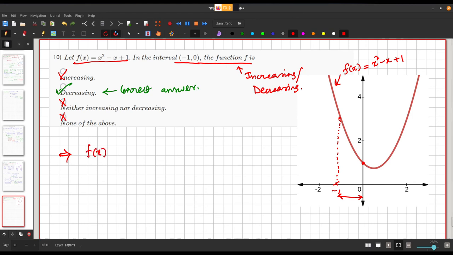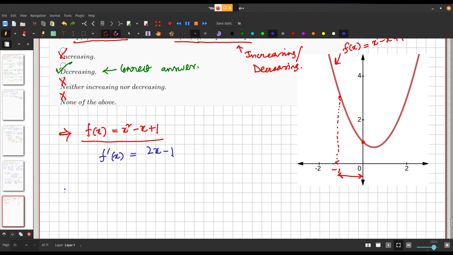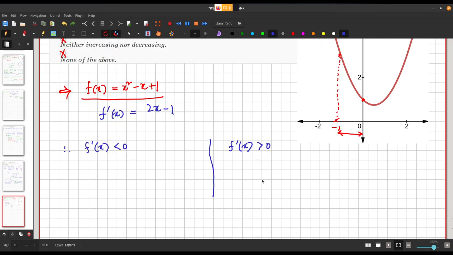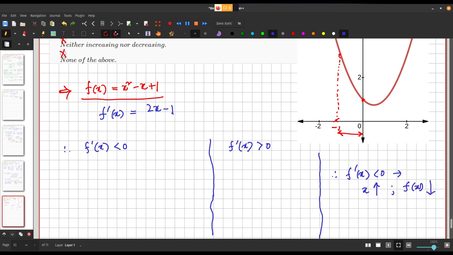So f(x) is this, and let us look at the value of the derivative of this function, which is 2x minus 1. Now let us consider two cases: one where the derivative is less than 0, and one where the derivative is greater than 0. What does this mean? When the derivative is less than 0, that means x will increase and the function will change in the opposite way. The function will decrease when x is increasing.